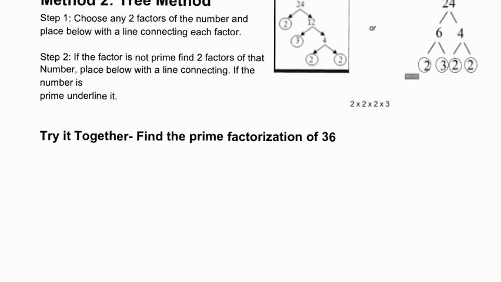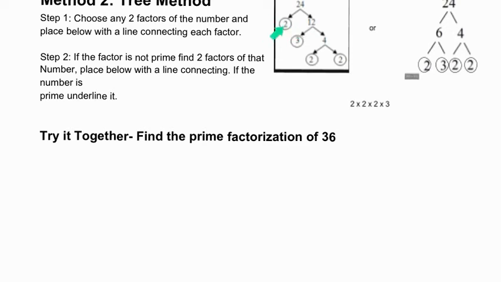The next method is the tree method. This might work better if your numbers are larger and maybe you're not as comfortable dividing things by 2, because this gives you a little bit more flexibility. The tree method, you're going to start off and you're going to choose any 2 factors. So I showed 2 ways for this example. The first way, the 2 factors of 24 were 2 and 12.